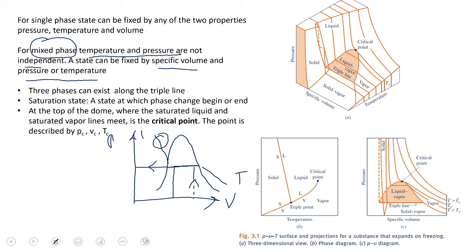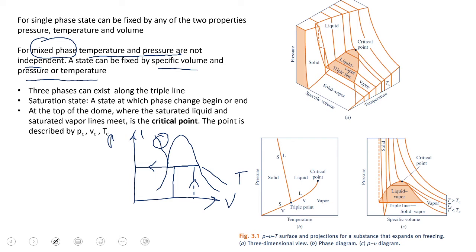Three phases can exist on a triple line. So three phases, solid, liquid, gas, can exist on a triple line.